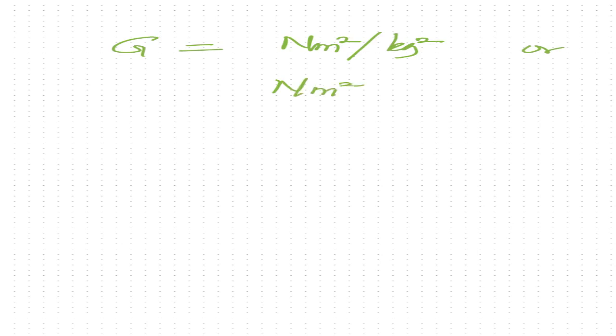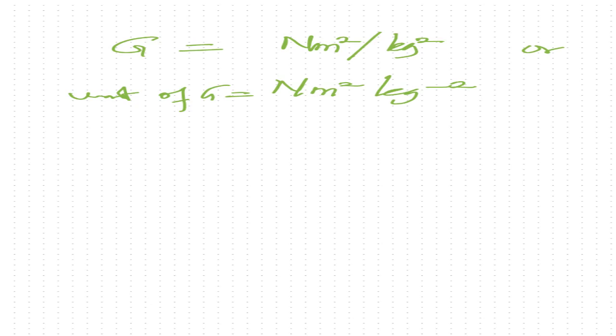So eventually what will be the unit of G? G will be what? Newton meter squared per what? Kilogram squared. Or you can say that Newton meter squared per kilogram squared. You get it? Yeah. So that is the unit of G.